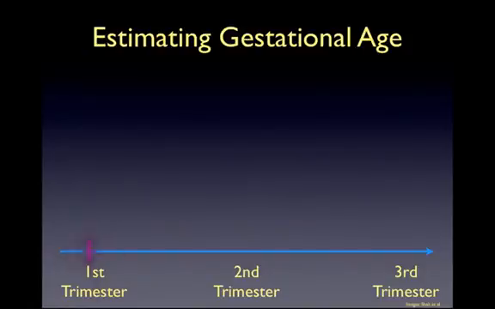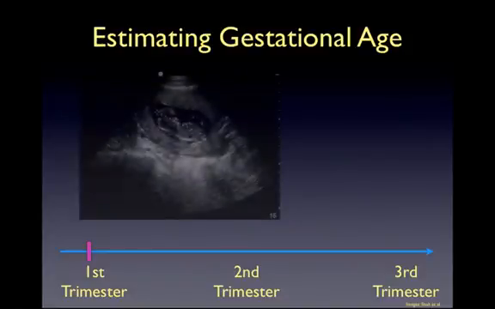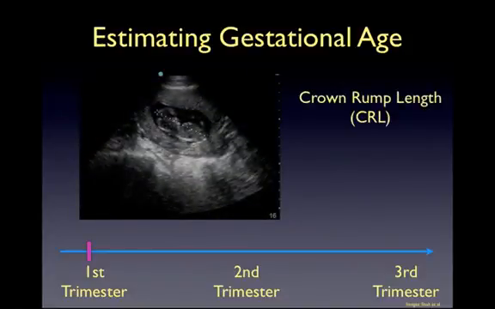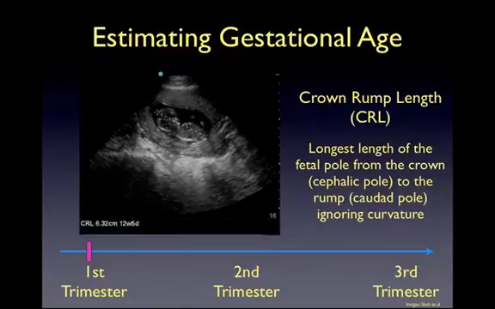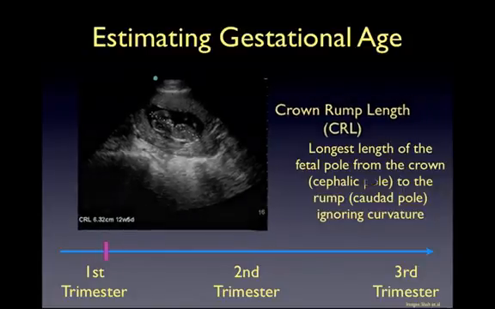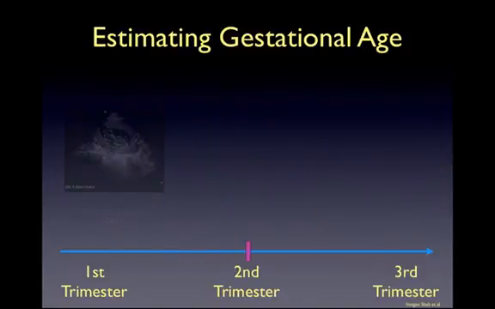Once we have identified a fetal pole, the first sonographic measurement that can be done on a fetal pole to estimate gestational age in the first trimester is the crown rump length, which is defined as the longest length of the fetal pole from the crown or cephalic pole to the rump, the caudad pole, ignoring curvature. This measurement should not include the yolk sac or limbs. In this image, the gestational age is estimated to be approximately 12 weeks.